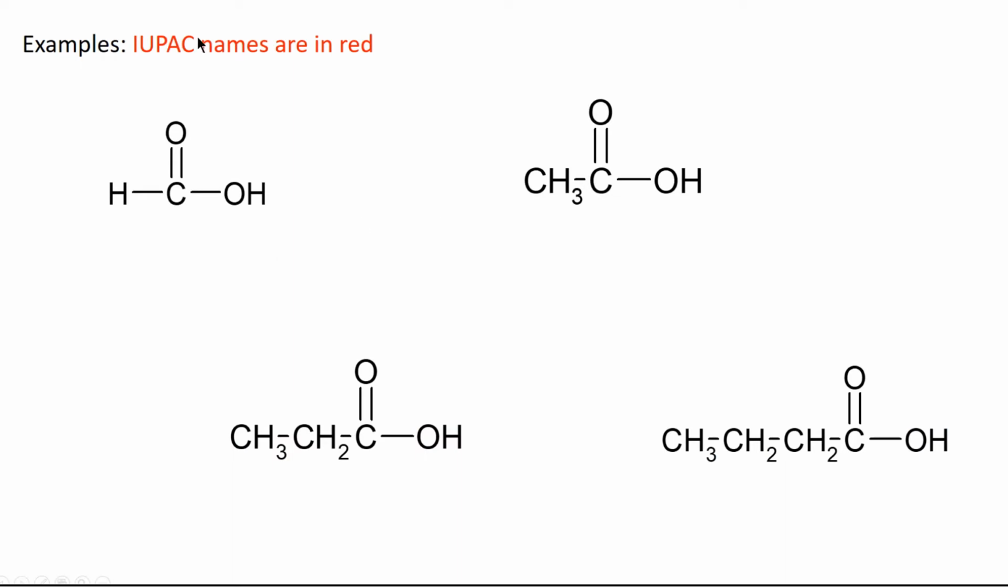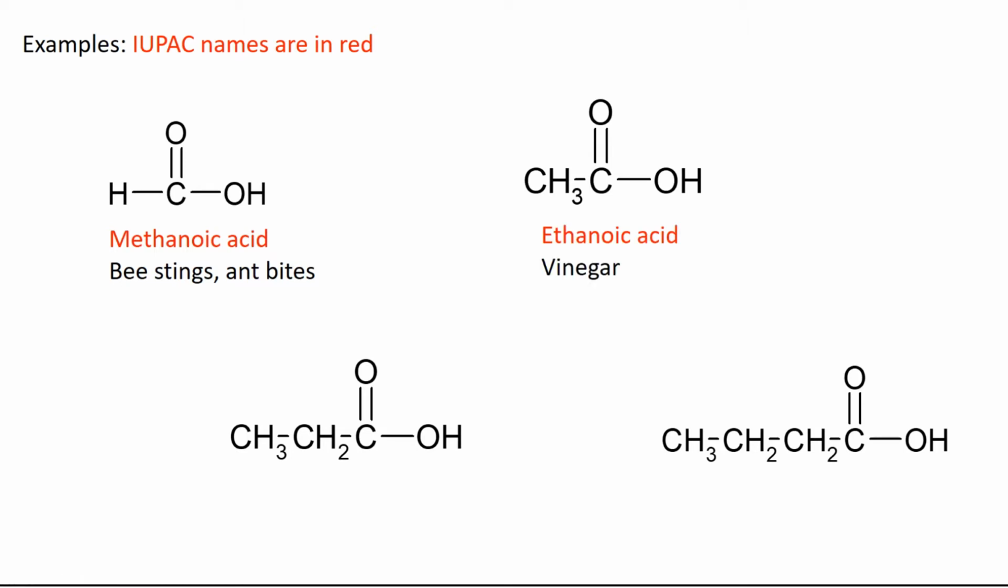Alright, so let's do a few more. We got one carbon here, methanoic acid. This is found in bee stings and ant bites. 2 carbons, ethane, drop the E, add oic acid. Ethanoic acid, this is the same thing that is found in vinegar. 1, 2, 3, propane, drop the E, add oic acid, propanoic acid. This is found in Swiss cheese. And then butane, this is butanoic acid.